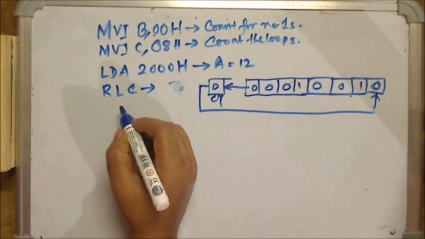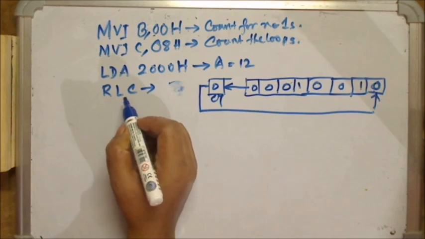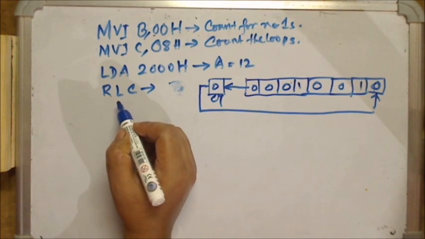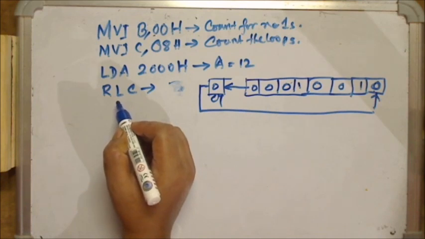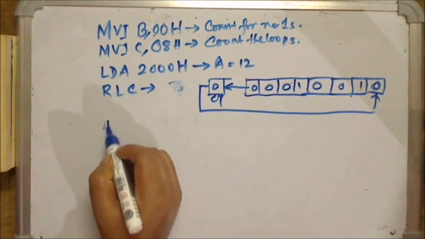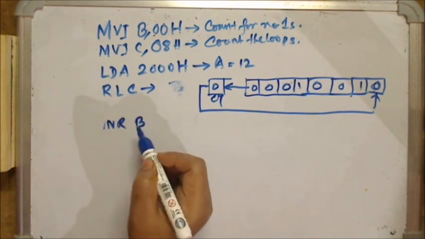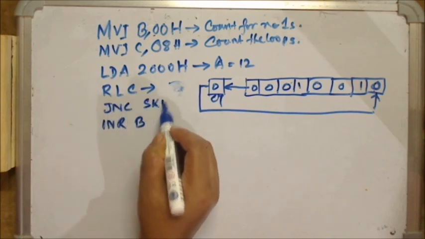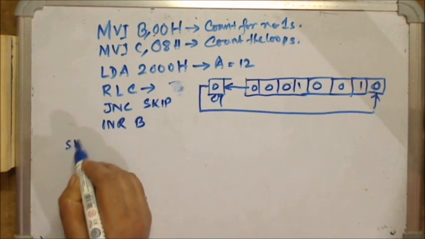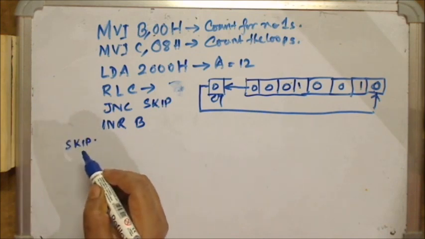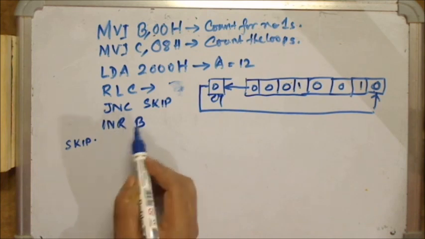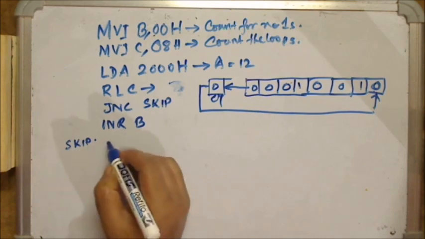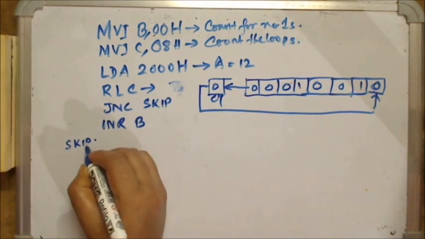So while you do RLC, the MSB will come to the carry flag. Now check the carry flag. This MSB has come to the carry flag. Now we have to check the carry flag whether it is 1 or 0. If there is a carry, increment the counter, INR B. And if there is no carry, jump if no carry to skip. So if there is carry, the counter which will count the number of 1s will increment by 1, and if there is no carry, it will jump to skip.